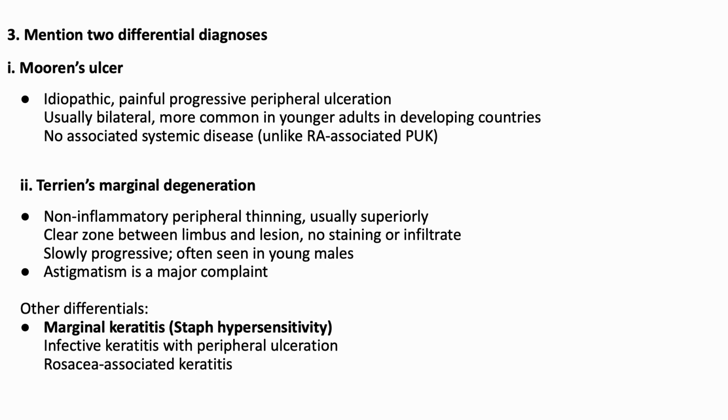Other differentials, if they ask for more, can be marginal keratitis. It is caused by a staph hypersensitivity reaction. There will be a clear zone between the limbus and the lesion. Next will be PMD. It is an inferior ectasia and there will be a crab claw appearance on tomography.